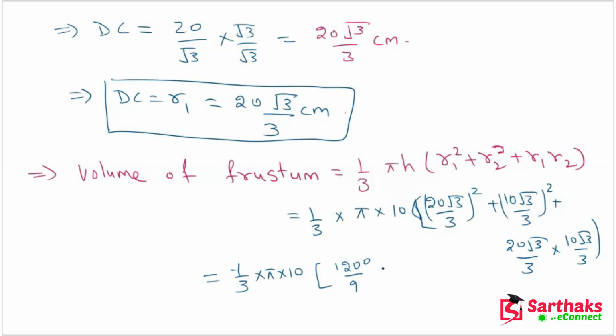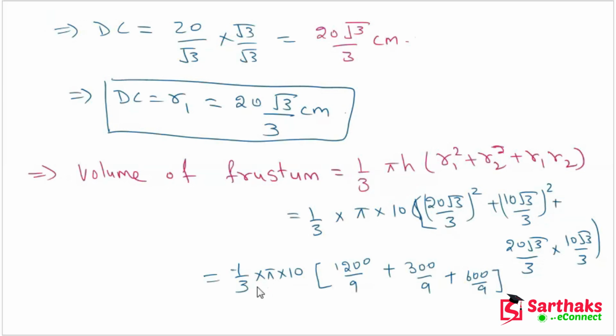Now plus 10 square means 100 and root 3 square means 3. So 100 into 3 is 300 upon 9, plus 20 into 10 is 200, and root 3 into root 3 is 3. So 200 into 3 is 600 upon 9. So now we have the volume.